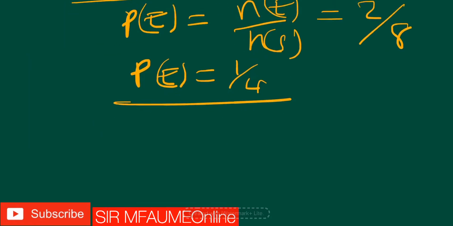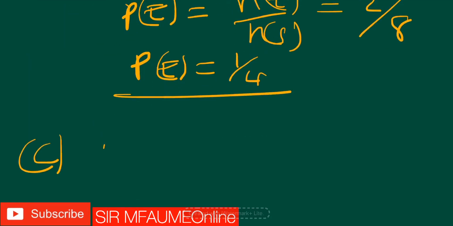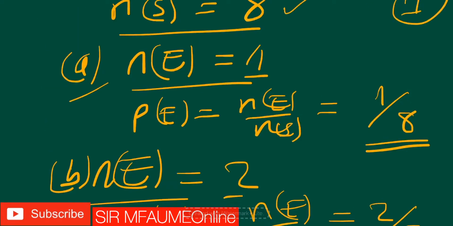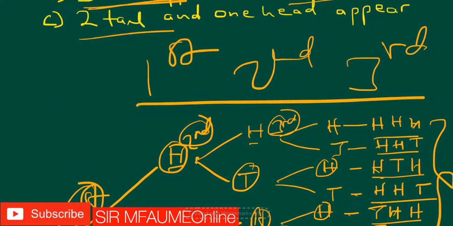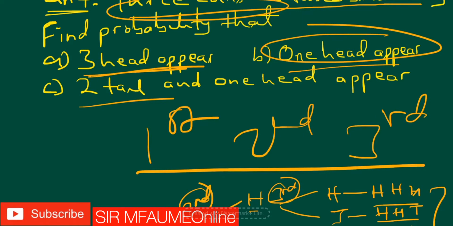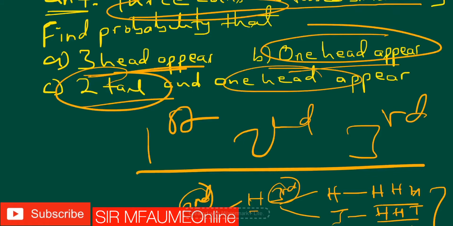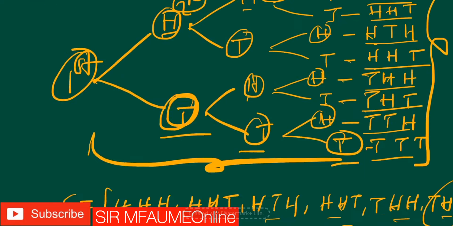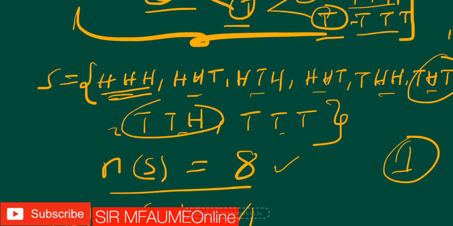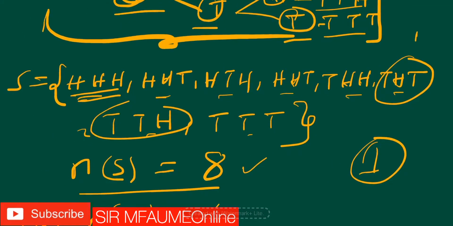Okay, for question number C, you have to know the number of events. In order to know it, we're supposed to check the event. What is the event for question number C? Refer to this one. Our event is 2 tails and 1 head. So my event is 2 tails and 1 head. How many elements consist of 2 tails and 1 head? We have to refer to 2 tails and 1 head from the set of sample space.